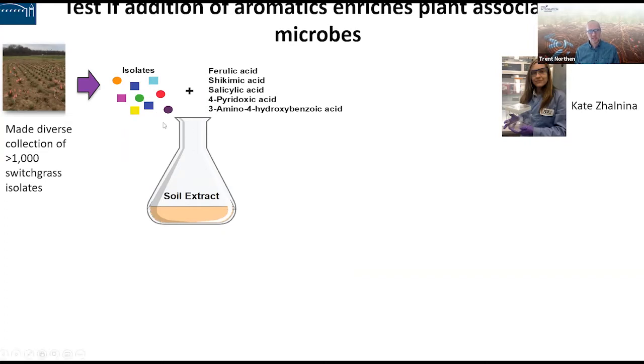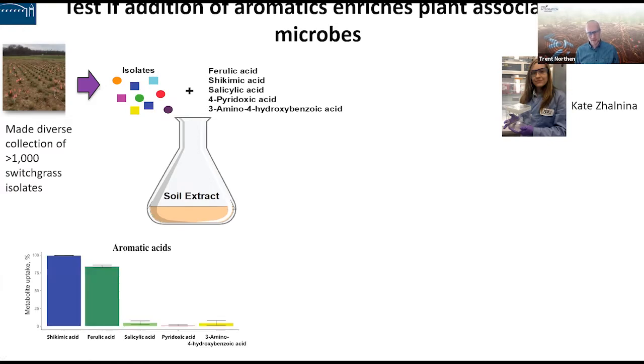And she wanted to see if she could basically simulate a rhizosphere effect by taking a soil extract and then adding these aromatic acids that we hypothesize are structuring the community. And here we don't have any root or anything like that, which is just taking the isolates from the field and adding a mixture of these compounds with the soil extract. And she found that shikimate and ferulic acid were almost 100% used by this mixture of, I think it was about 100 isolates. So those were their favorite compounds in there.